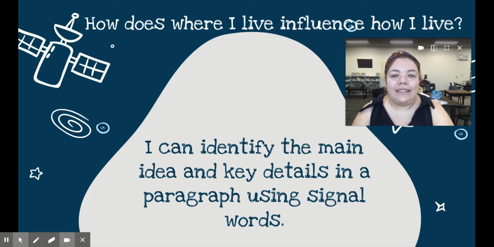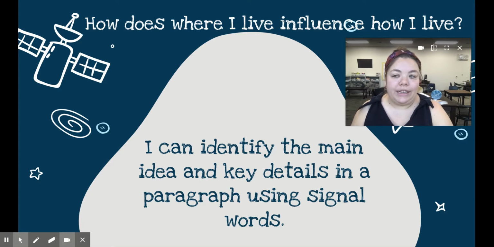We are still going to be thinking, how does where I live influence how I live? That's our social studies topic. But for reading, we are going to be thinking about I can identify the main idea and key details in a paragraph using signal words.